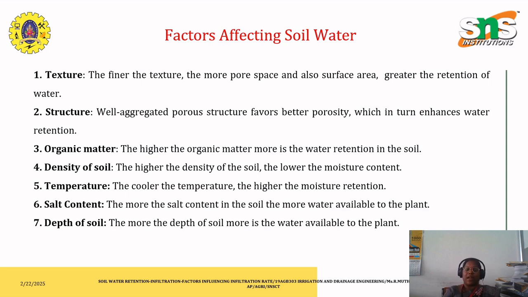These are some of the factors that affect the soil water. As of now, we have seen about soil water retention and how the retention can be carried out. That is, there are three ways. The first one is cohesion and adhesion forces, the second one is surface tension, and the third one is polarity or dipole character. Next, we have also seen about the factors that are affecting soil water, at which we have seen seven major factors that play a role in retention of soil water.